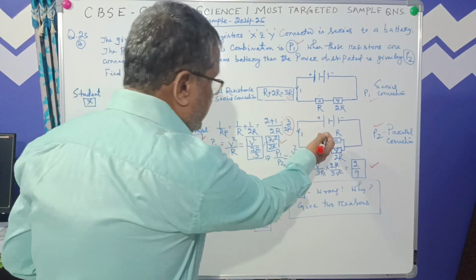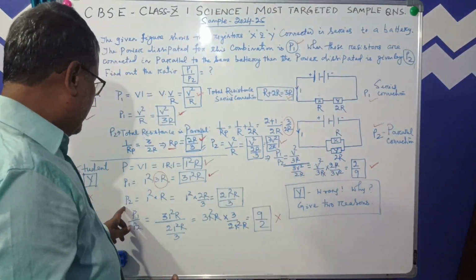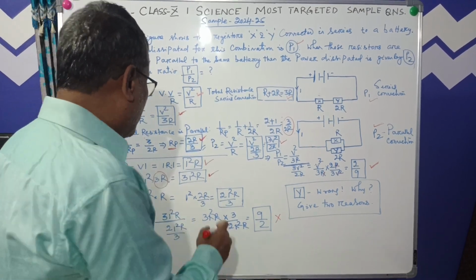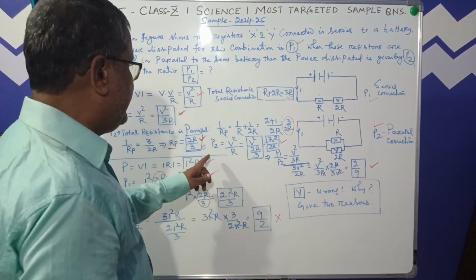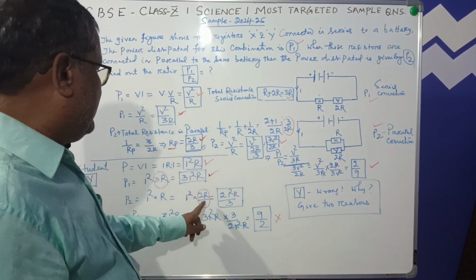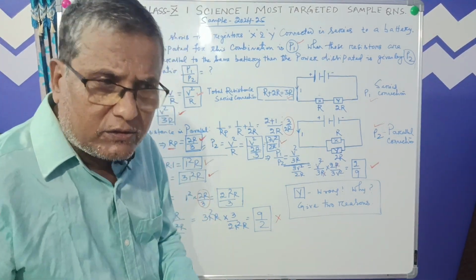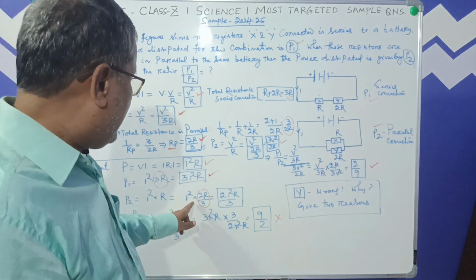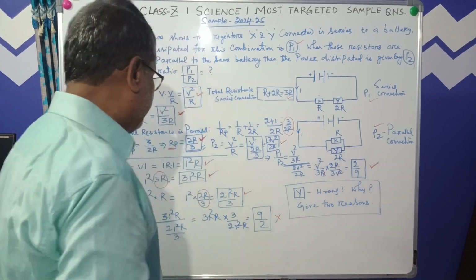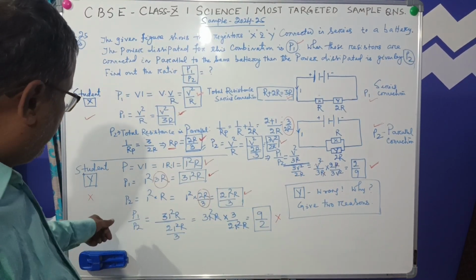Then for the second calculation, the two resistors connected in parallel, for P2 he used the same formula, P2 is equal to I square R, with the total resistance derived as 2R by 3, the total resistance of two resistors connected in parallel. So this is 2I square R by 3, that is P2. Now it is very simple to calculate the ratio P1 by P2.